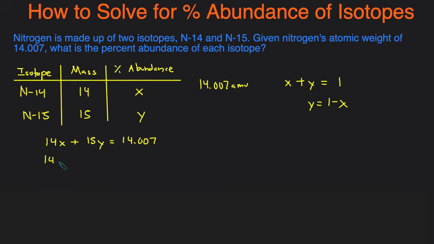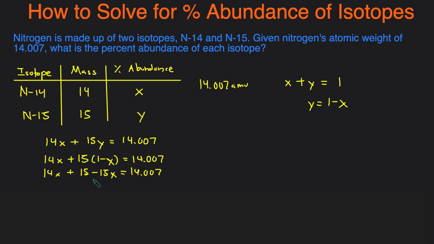So 14x plus 15 times (1 minus x) equals 14.007. And at this point, it just becomes algebra. So this stays as 14x. This one we have to distribute, so this becomes 15 minus 15y, but this is x instead of y. So we replace the y with 1 minus x. So that's just 15 minus 15x equals that.